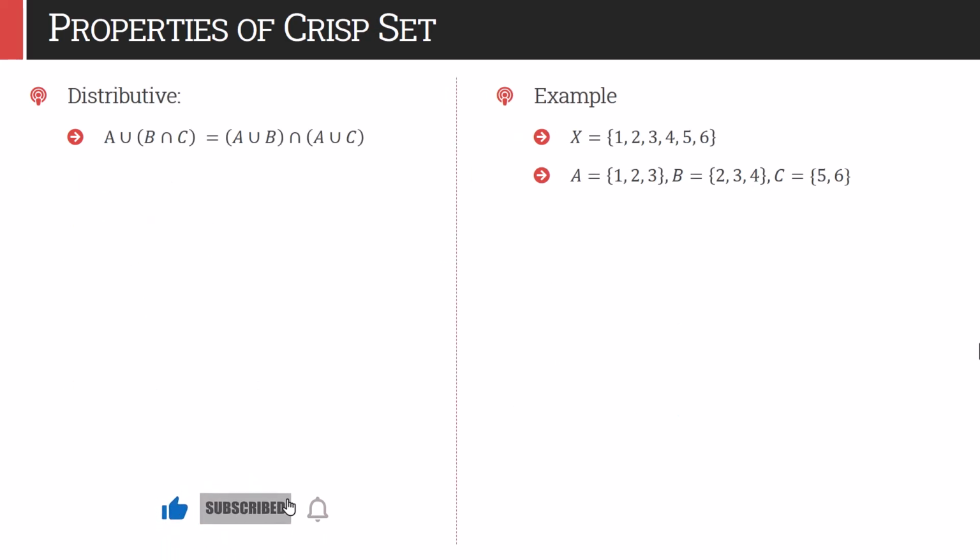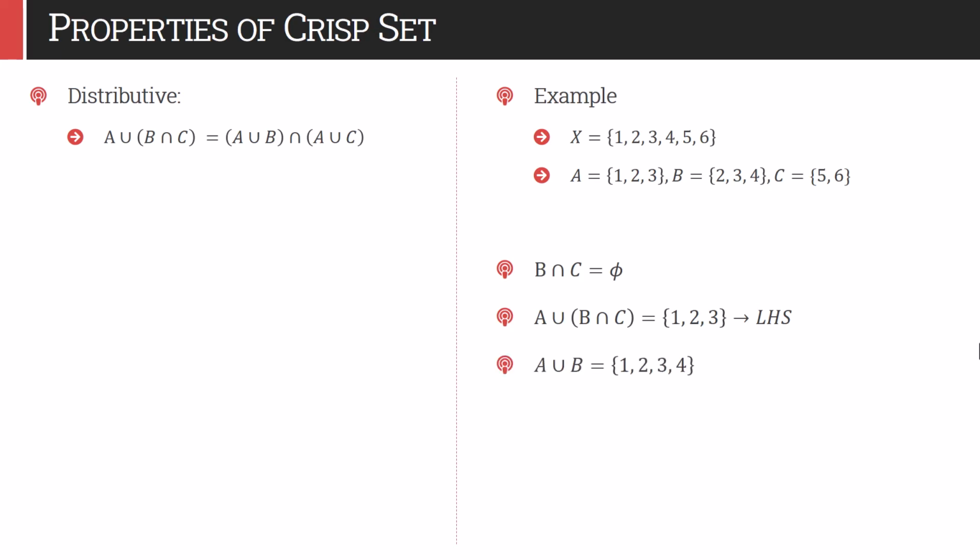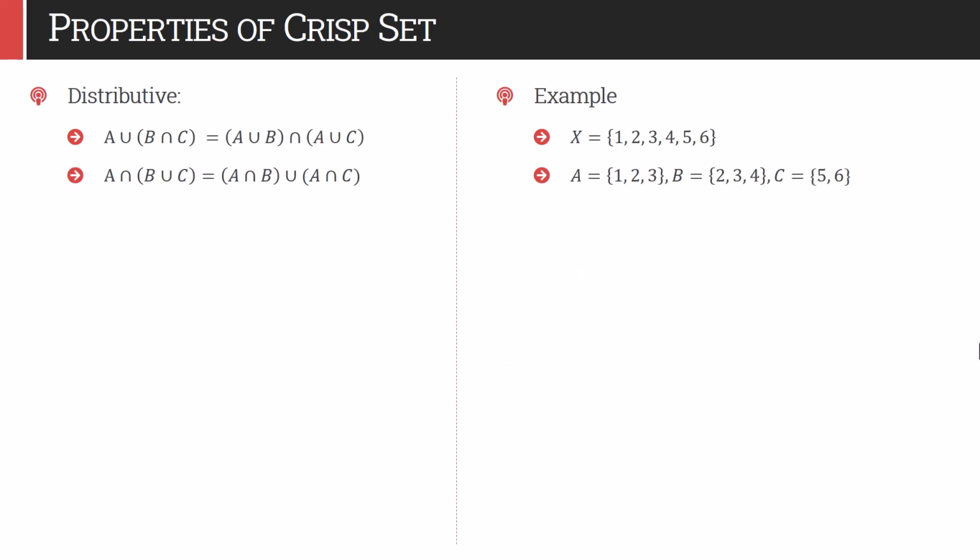Law of distributivity: A union (B intersection C) would be the same as (A union B) intersection (A union C). Let us first compute the left-hand side of the equation. B intersection C is phi, and the union of that with A would be 1, 2, 3. So that set 1, 2, 3 is the output of the left-hand side. Let us compute the right-hand side. First we compute A union B, which is 1, 2, 3, 4. A union C is 1, 2, 3, 5, 6, and the intersection of those is 1, 2, 3. We can verify that the answers of both sides are the same and hence this rule is true.